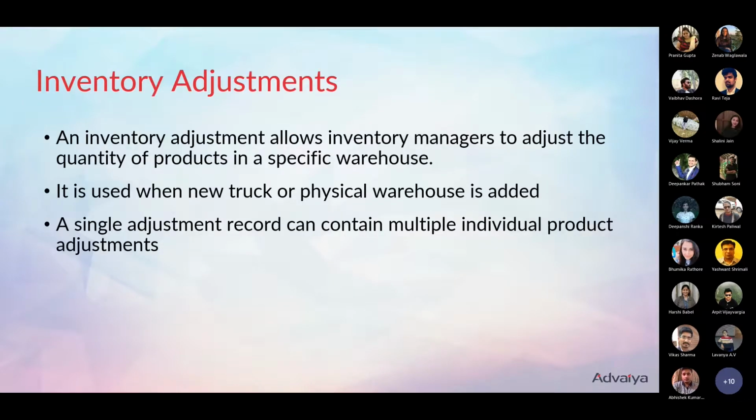Then we have the inventory adjustment. The inventory adjustment is created when we add a product to our stock for a specific warehouse, where multiple products are added to that warehouse. These are created just to maintain the product inventory in the house. When a new truck is added to the physical warehouse, that is when the inventory adjustments are created.